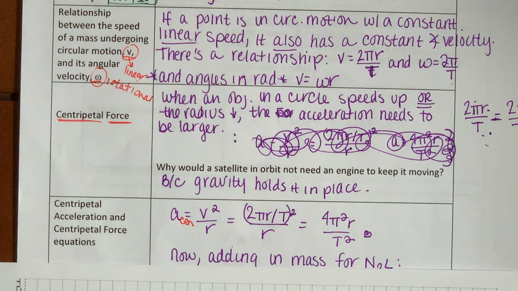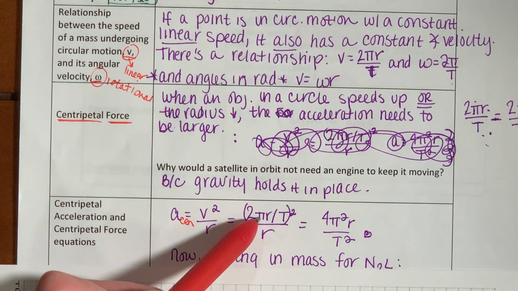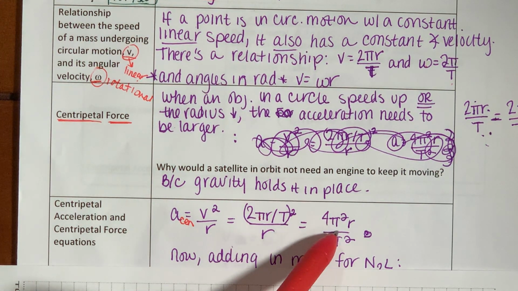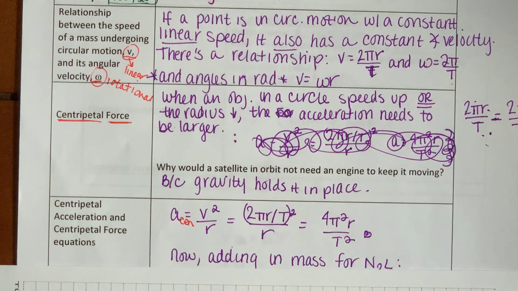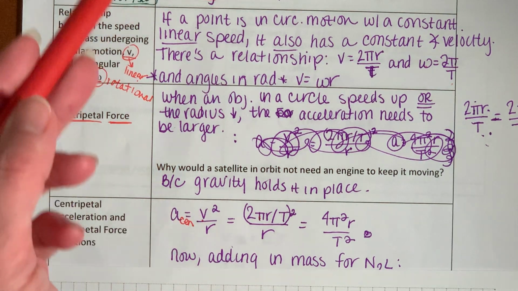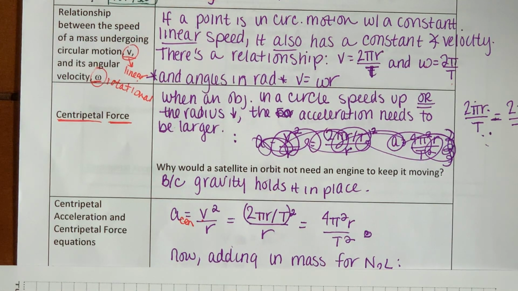We can break out that velocity and plug in the old equation to it and divide that by r, and we square that, and now we get 4 pi squared r over t squared. It is derivable. You can get this from the other equations. I'm not going to get into it. I just want to give you guys the equations so that we can get some practice going.